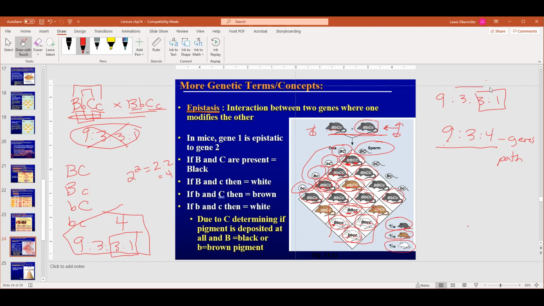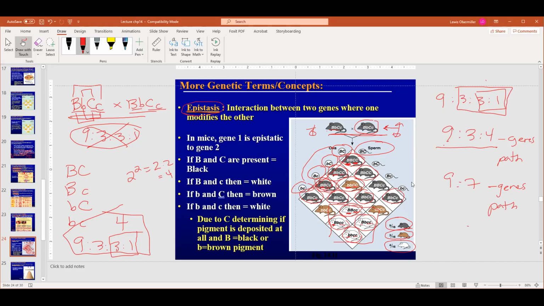And in some cases, these all collapse together. So we end up with a 9 to 7 ratio. And that also tells you that the genes are in a pathway. And the fancy name for genes in a pathway is epistasis. So that's how you know epistasis.